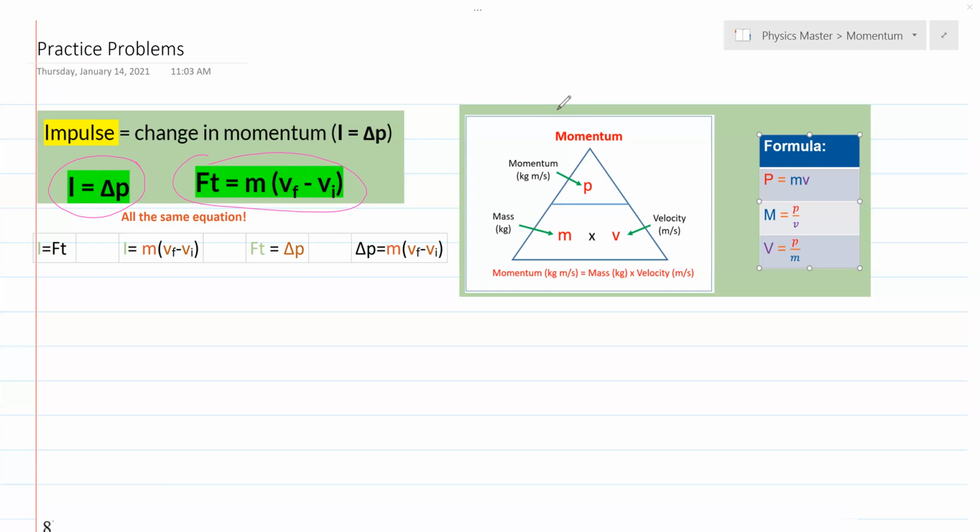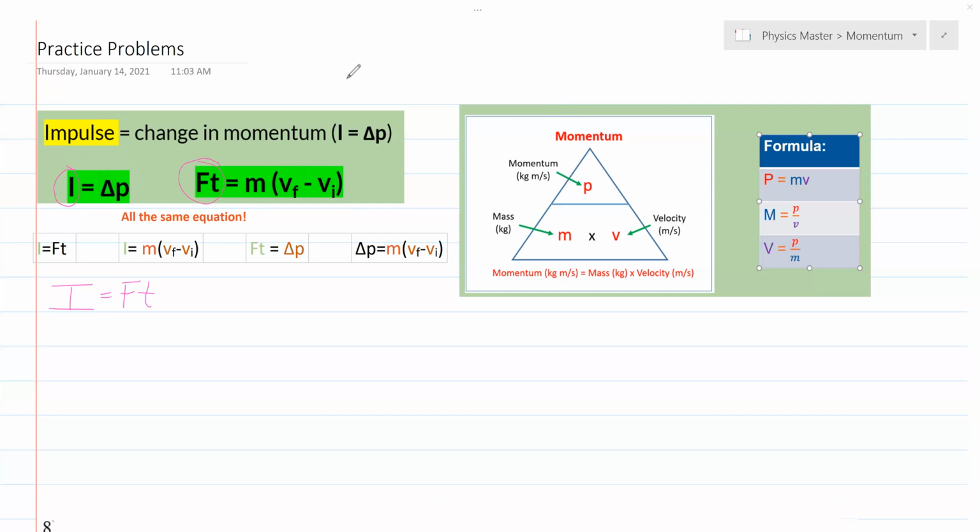What does I stand for? I stands for impulse, and the formula for impulse is F times T, because that is the same thing. I is equal to F times T. That's why this and this are really the same thing. That's the first part.